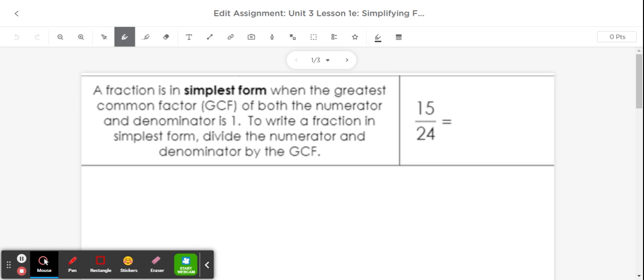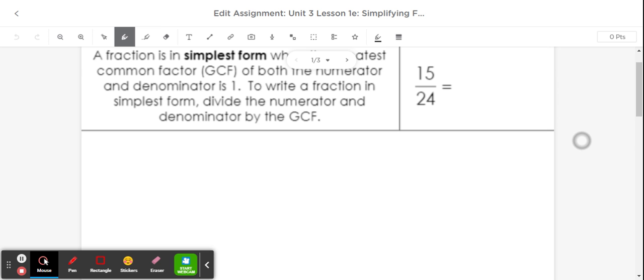A fraction is in simplest form when the greatest common factor, or the GCF, of both the numerator and the denominator is 1. To write a fraction in simplest form, divide the numerator and the denominator by the GCF.